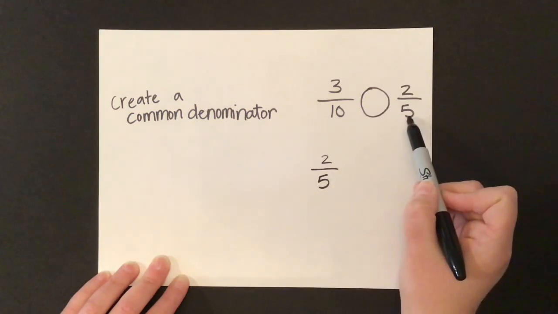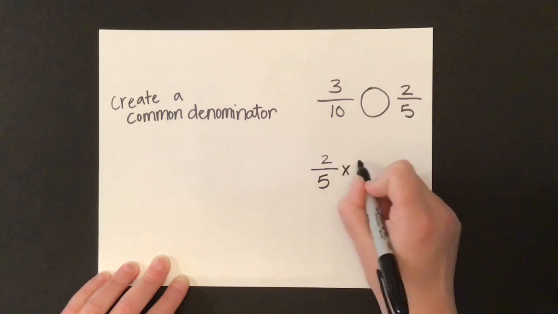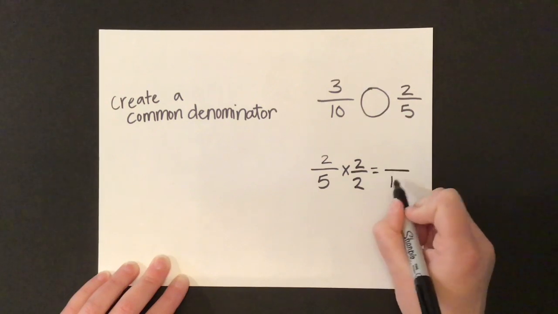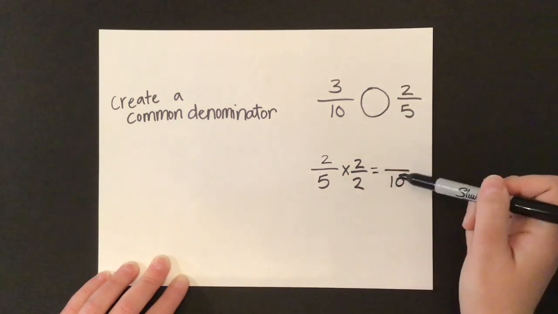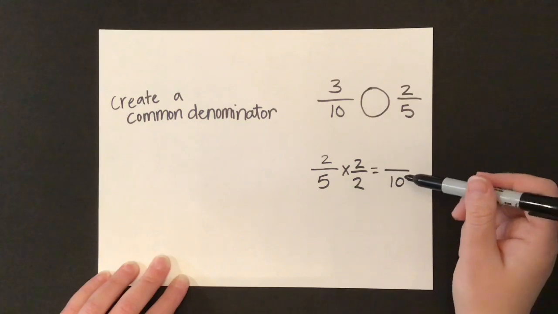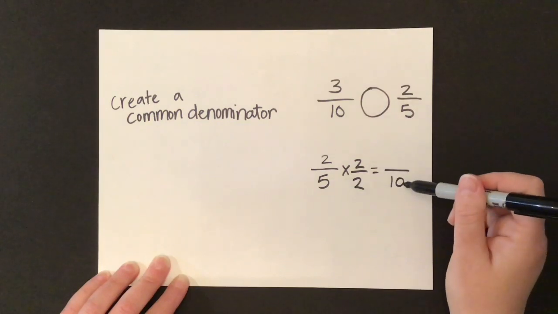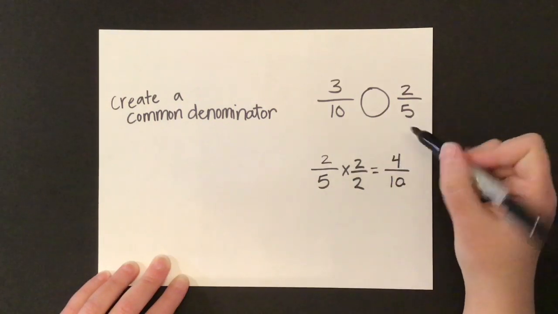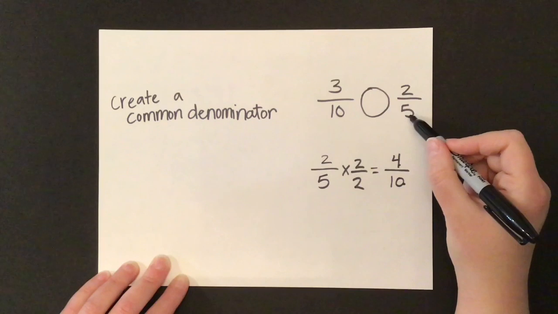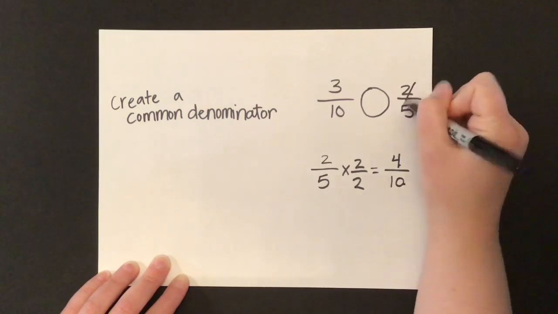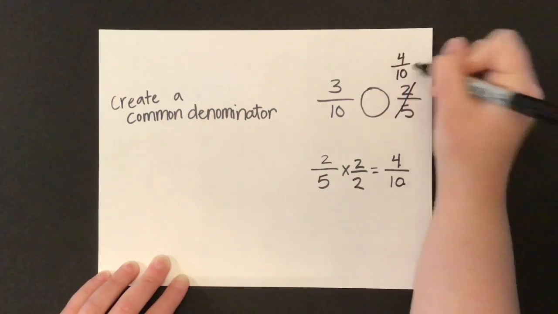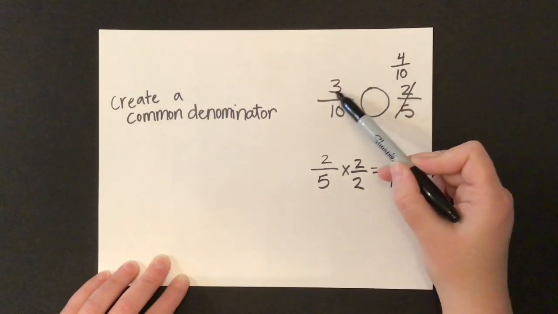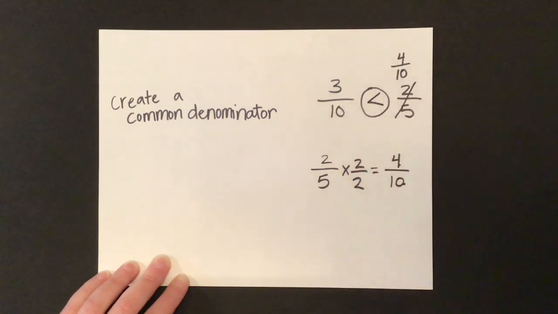I know that 5 times 2 equals 10, so I can multiply by 2/2, and that will give me a denominator of 10. What we're doing is purposely changing the name so that this fraction has that common denominator. So 2 times 2 is 4. Now we have a new name for this fraction. It's 4/10. So I can even cross that out and put 4/10 up here. It's really easy to compare 3 pieces to 4 pieces. So this is less than.